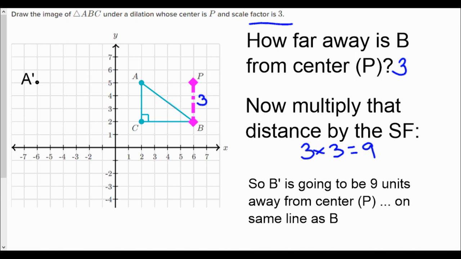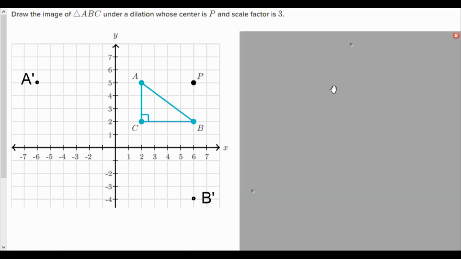But hey, it's going to be on the same line. So you see this pink line from P to B? We're just going to extend it on another 6 units to make it a total of 9 units away from that center of dilation P, and we're going to call that point B prime. That's the new point for B. So again, we're doing 9 units from the center of dilation, not from B, but 9 units from the center of dilation P all the way up to B prime there.